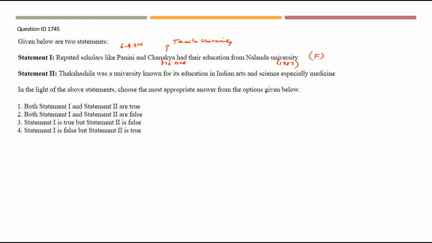Second statement, Takshashila was a university known for its education in Indian arts and science, especially medicine. This is true. Takshashila was providing education in arts, science, law and medicine. It's the ancient Buddhist center of learning. Option number 4. Statement 1 is false, but statement 2 is true will be the right answer.